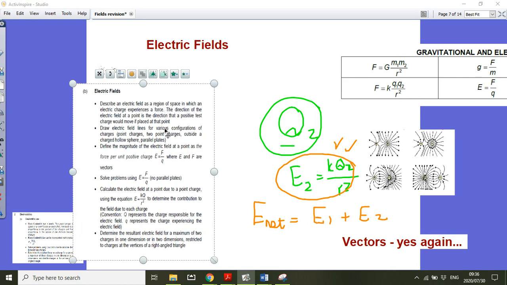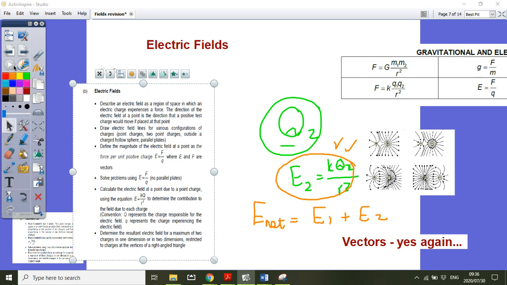We've done that, definitely. I'm going to look at that again. We've done all of that, solve problems using this. I haven't done actual calculations, but you've got the past papers. Q would be the charge responsible. I've just said that. And little q is the charge experiencing the electric field or the force. All right, so we did do everything.